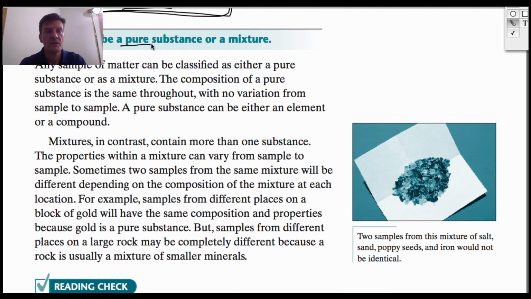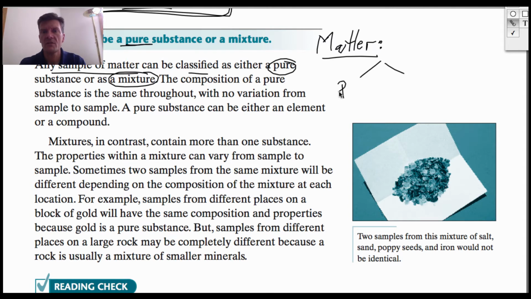We already talked about elements and compounds. Let's break down matter just a little bit more. So you might want to have a little heading here about matter. And let's talk a little bit about how we categorize matter in different ways. Any sample of matter can be classified as either pure or a mixture. So matter can be either pure or a mixture. And hopefully this is pretty elementary.